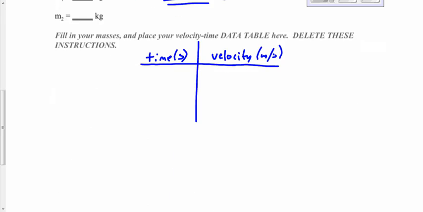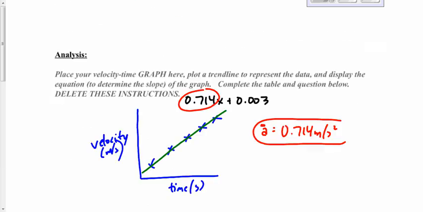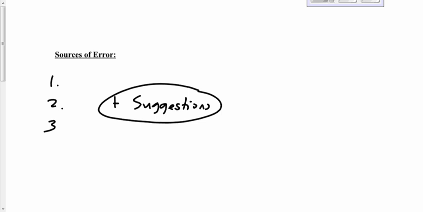The only other thing you need here is sources of error. Two or three good sources of error, plus, of course, your suggestions for improvement. There's not a whole lot for this, right? It's basically data analysis, source of error. Got it?